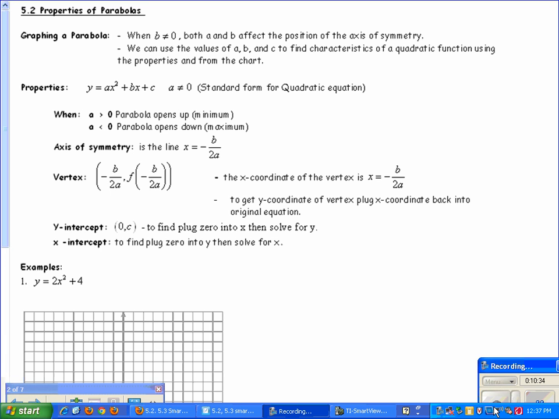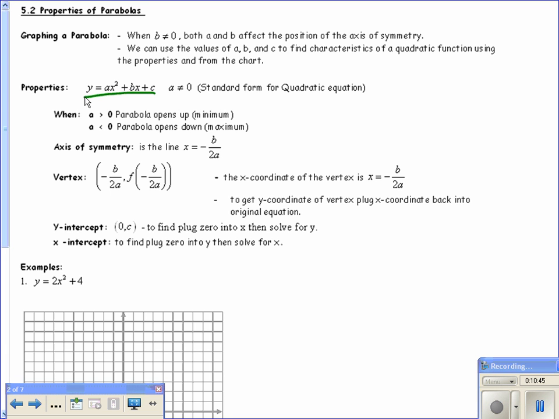So 5.2, properties of parabolas. When b is not equal to 0, both a and b are going to affect the position of the axis of symmetry. And what am I talking about when I'm talking about a and b? I'm talking about your standard form for your quadratic equation. We can use the values of a, b, and c to find the characteristics of a quadratic function using the properties from the chart that we just filled out.